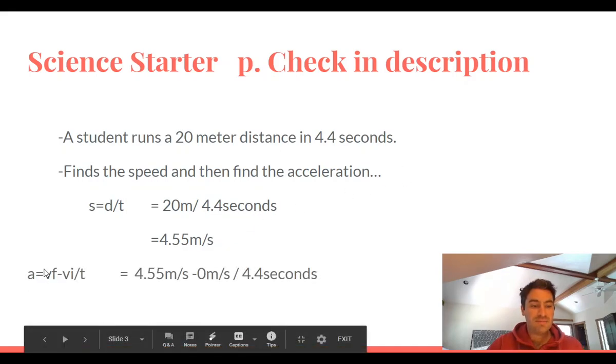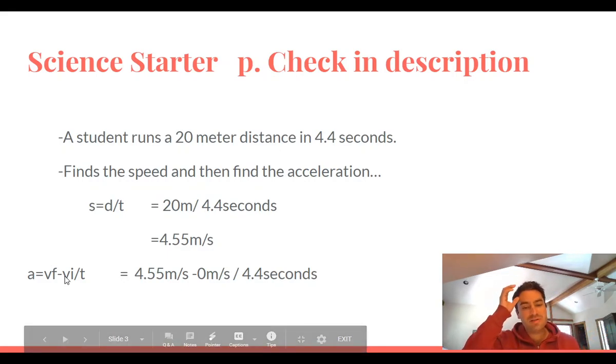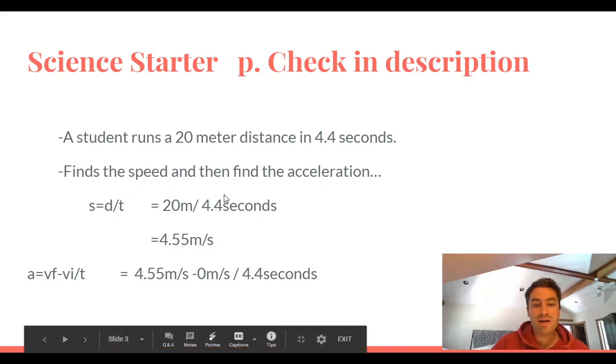Hopefully you guys set it up to look something like this. The final velocity being what the end speed was, 4.55 meters per second, minus the initial velocity. If you're doing a race, you're starting from a stop, so it's 0 meters per second, and that's all divided by that original time, 4.4 seconds. So we come to an answer of 1.03 meters per second squared.